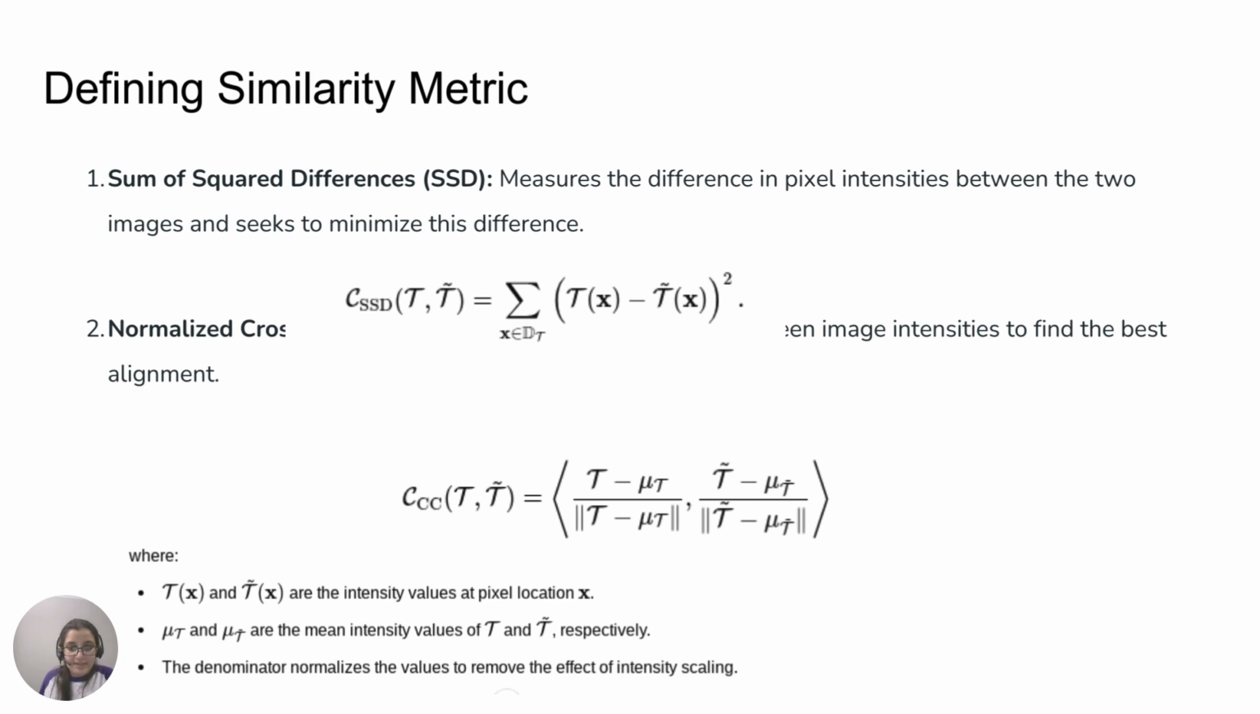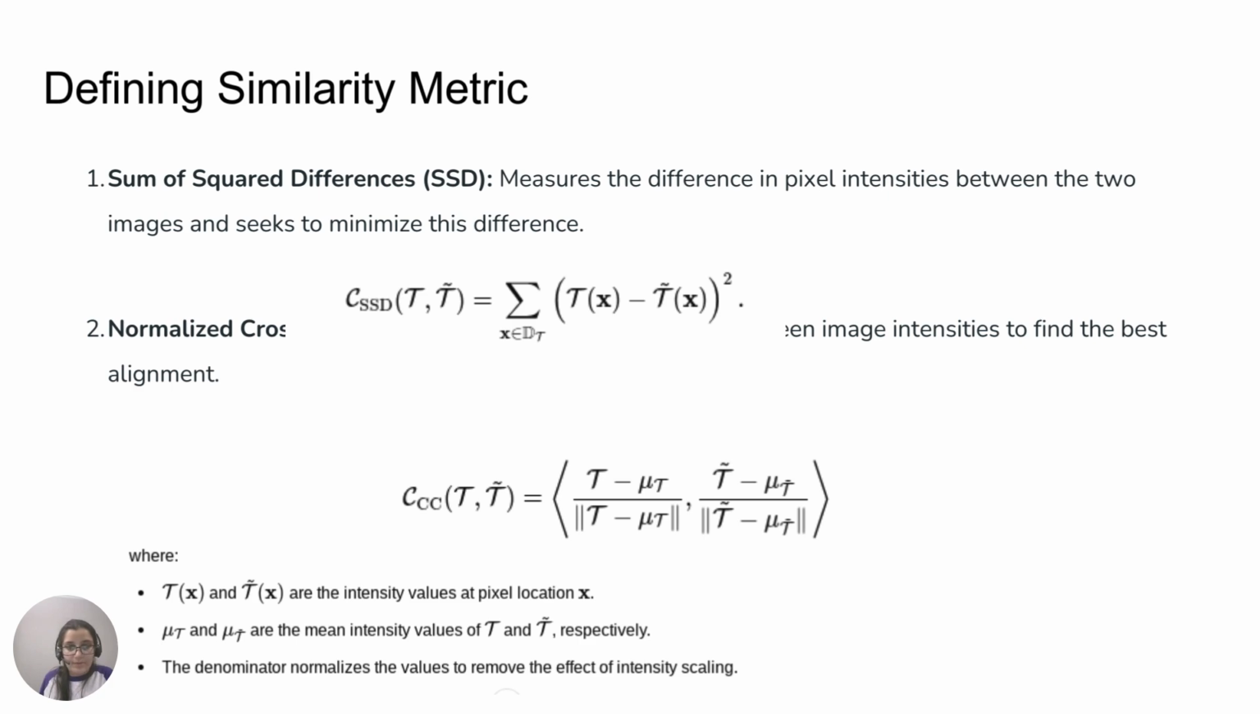So it is sensitive to intensity changes, meaning that differences in brightness or contrast can significantly affect this result. This cost function is often used in tasks where intensity comparisons are valid, such as rigid or affine transformations. However, it may not be ideal for cases with changes in lighting or contrast.